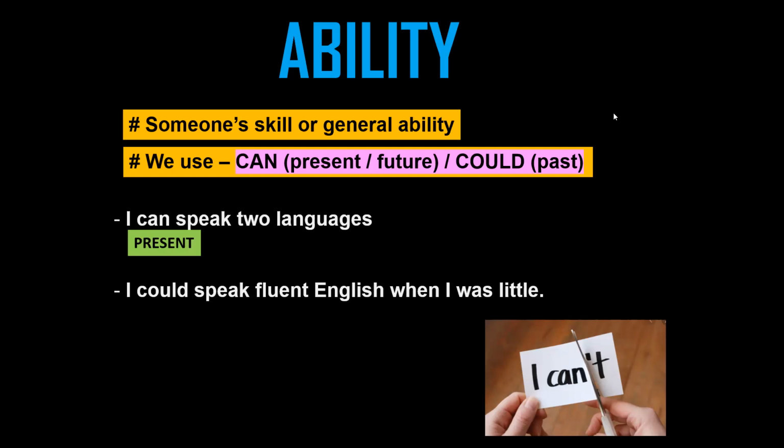Okay. Manikandan ji, any ability related to your past? I could walk very fast when I was little. I could walk very fast when I was young. Okay.